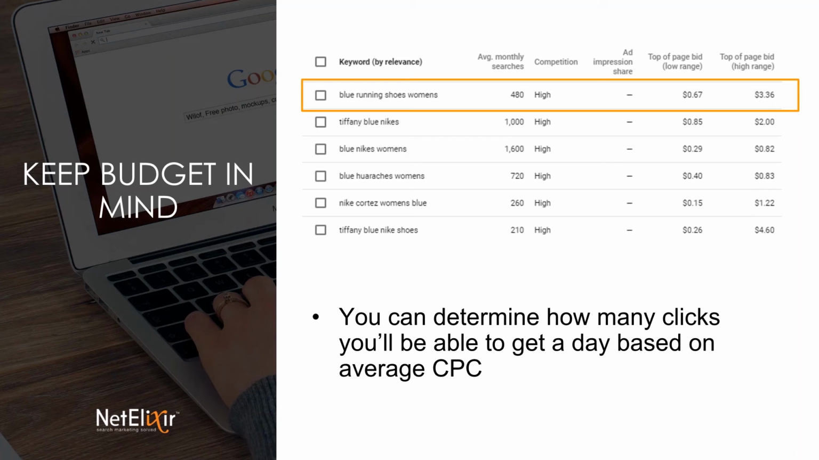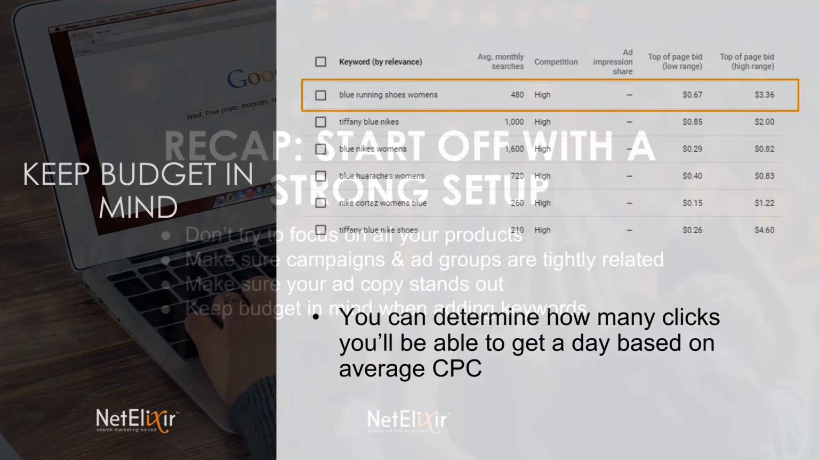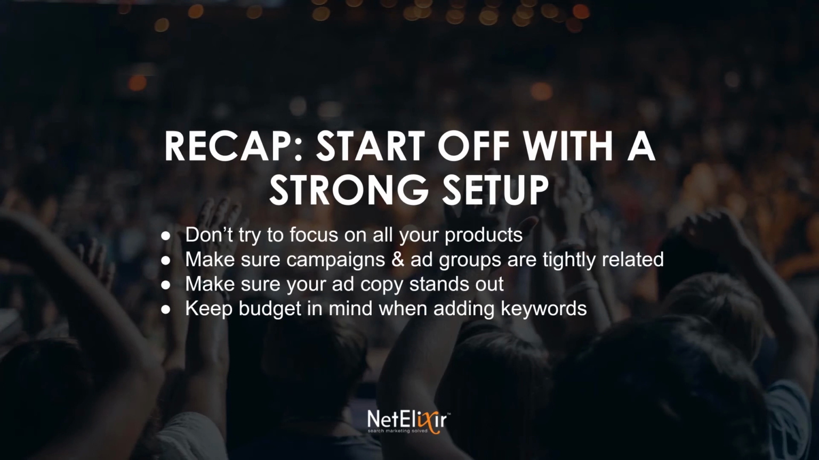Great, thanks, Sam. So to recap, starting off with a strong setup, make sure to not focus on every single one of your products. Make sure those campaigns and ad groups are tightly related. Your ad copy needs to stand out versus your competition. So definitely reach out to Sam if you'd like a free copy of that PPC Copywriting 101. And always keep budget in mind when adding keywords.